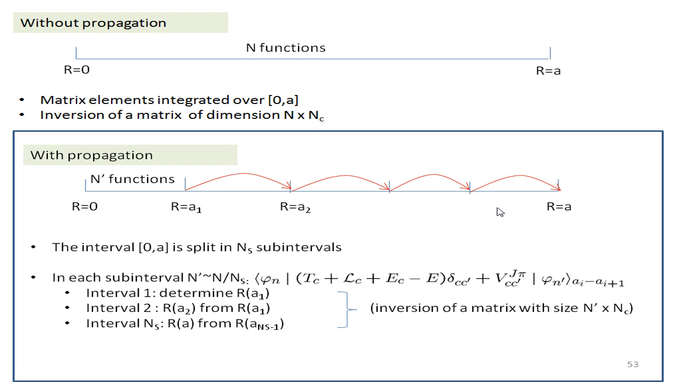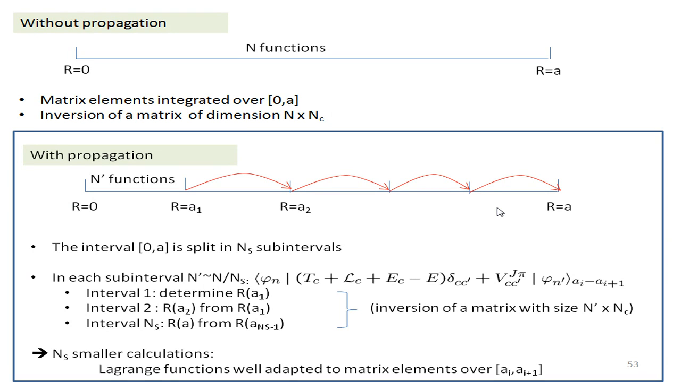So you replace one big calculation by several smaller calculations, and at the end you save a lot of computer time. And again, what you have to do is to compute matrix elements not from 0 to a, but from a finite distance to another finite distance. And again, the Lagrange functions are well adapted to this calculation. But this technique has been introduced in atomic physics to describe electron plus atoms, and you have the same problem with the long range of the potential.